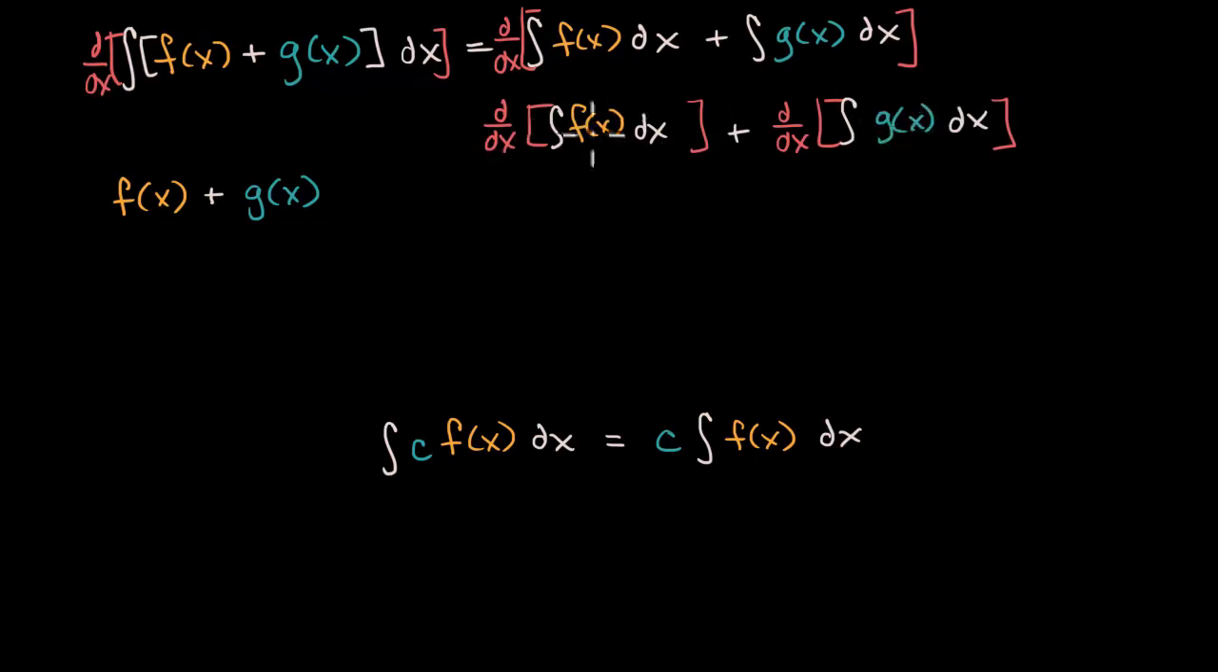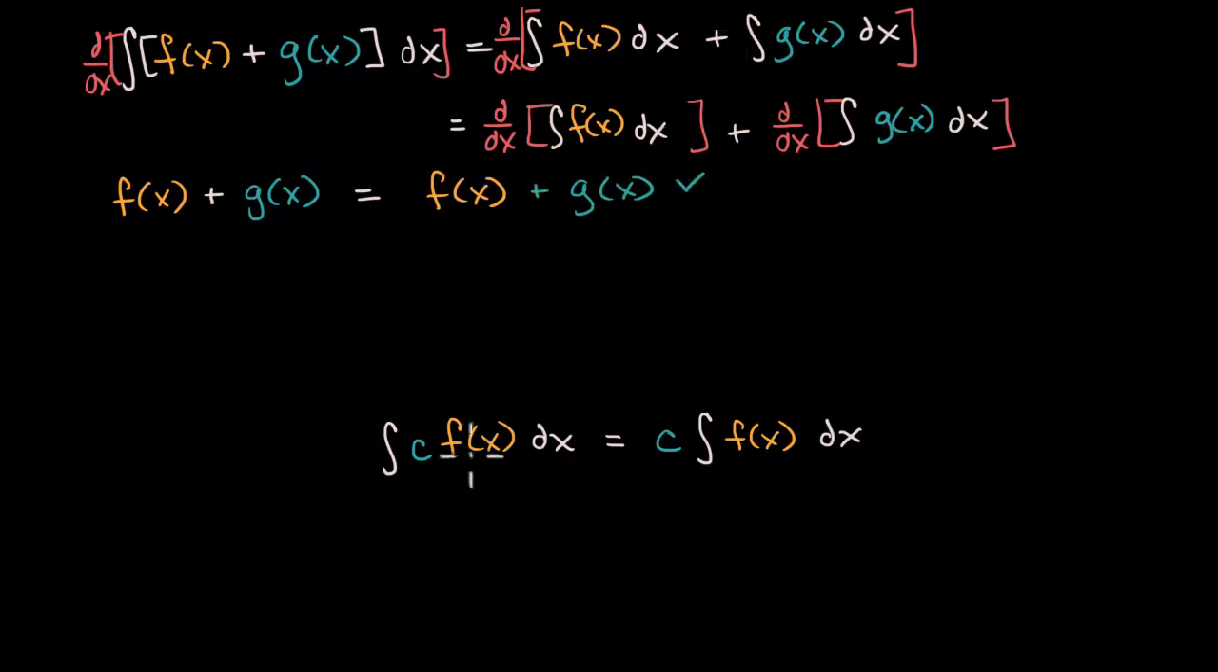Now, what are these things? Well, let me just write this equal sign right over here. So in the end, this is going to be equal to, the derivative of this with respect to x is just going to be f of x, and then the derivative with respect to x here is just going to be g of x. And this is obviously true.